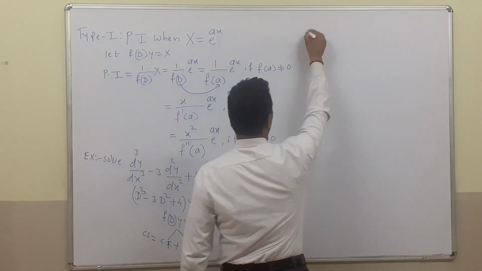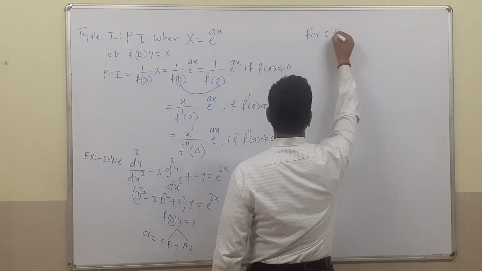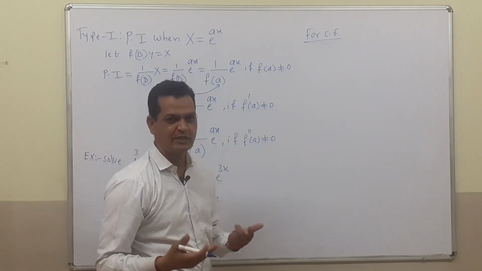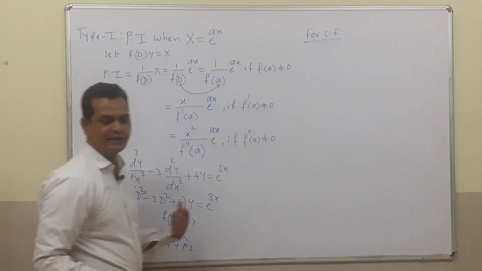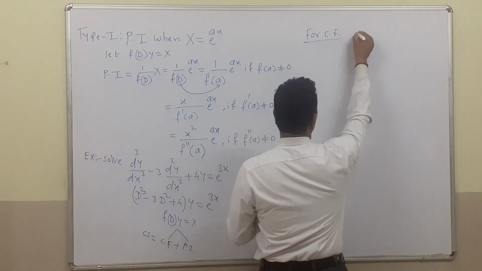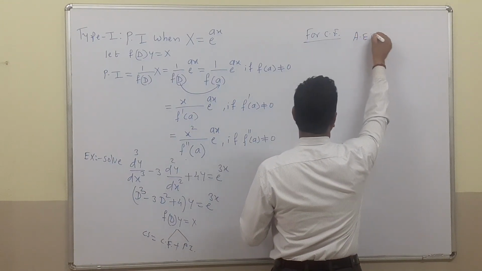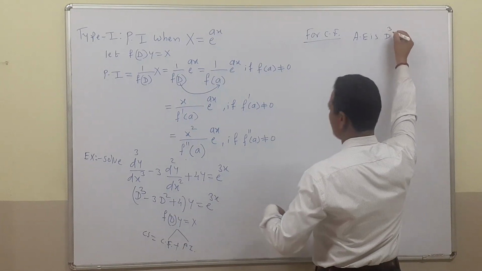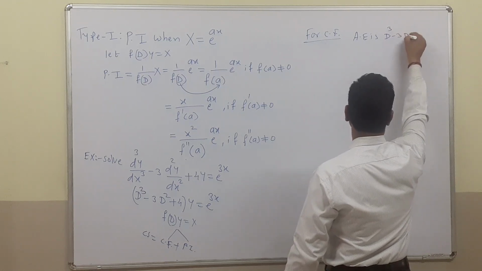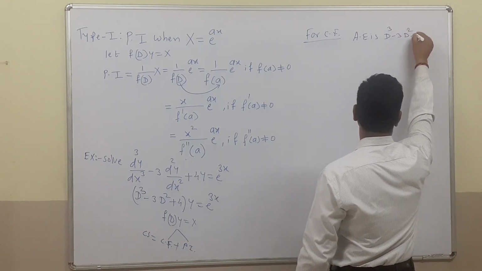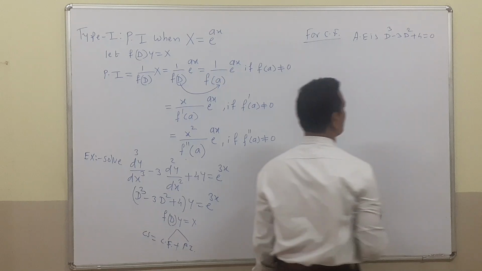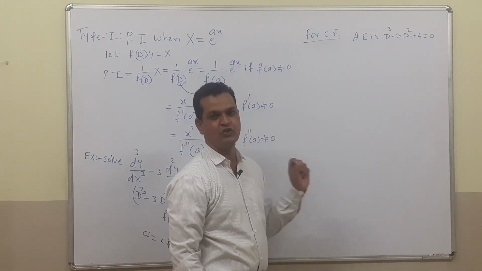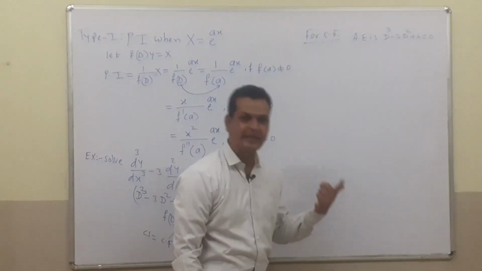So now for complementary function, first find out the value of complementary function. Complementary function is again obtained by solving the auxiliary equation. So we know this theory part. So auxiliary equation is d cube minus 3d square plus 4 is equal to 0. So now friends, observe that this is a cubic equation. So to solve this cubic equation we have to apply the synthetic division method.